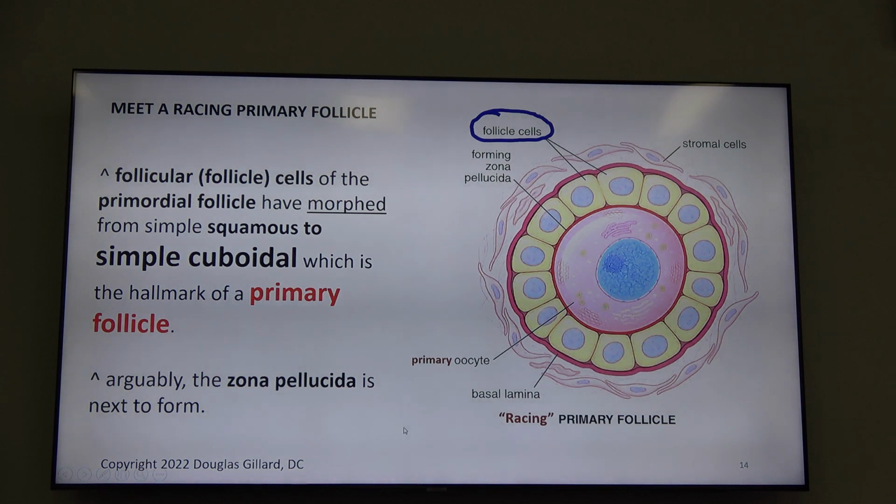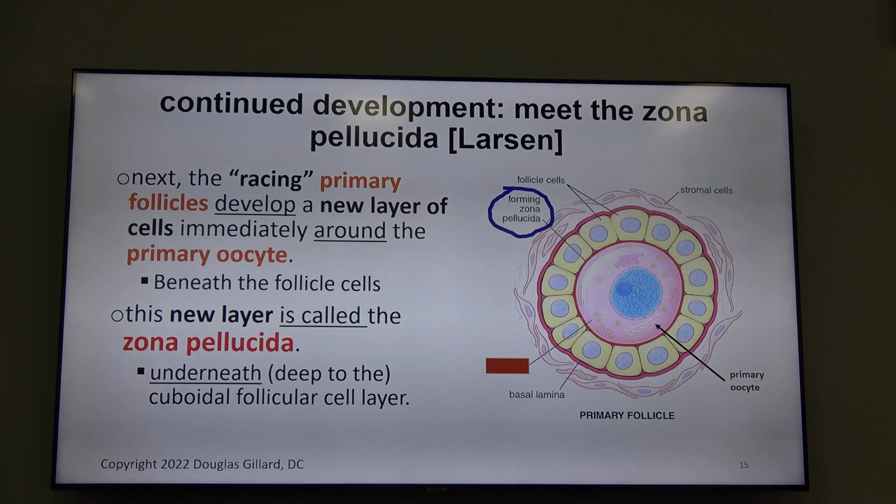All right, let's look at the zona pellucida, because that's important. So we're going to form that next. So let's meet the zona pellucida. The growing primary follicles develop a new layer of cells around the primary oocyte. And once they morph into this cuboidal type, we get a new name for these things. So these will be called the zona pellucida.